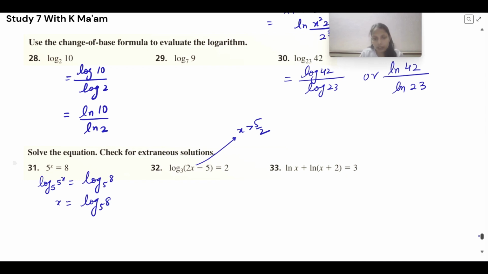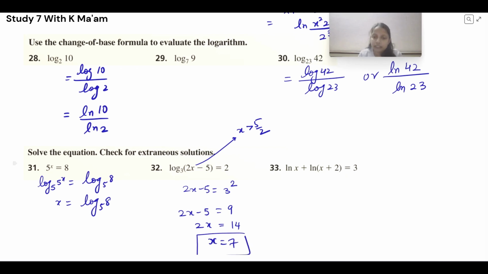Let's solve it. It's log base 3 of 2x minus 5 equals 2. I'm converting the logarithmic form into exponential form. It's 2x minus 5 equals 3 power 2. 3 power 2 is 9. 2x minus 5 equals 9, so 2x equals 14. X is 7. Done. Okay.